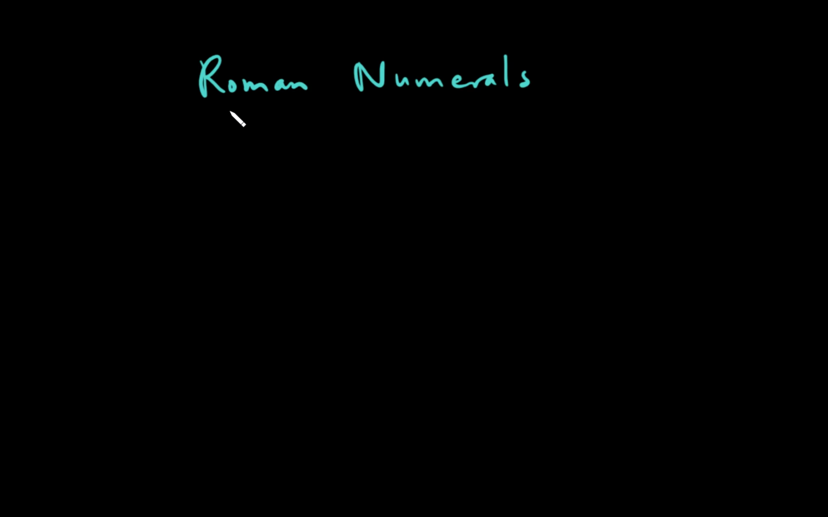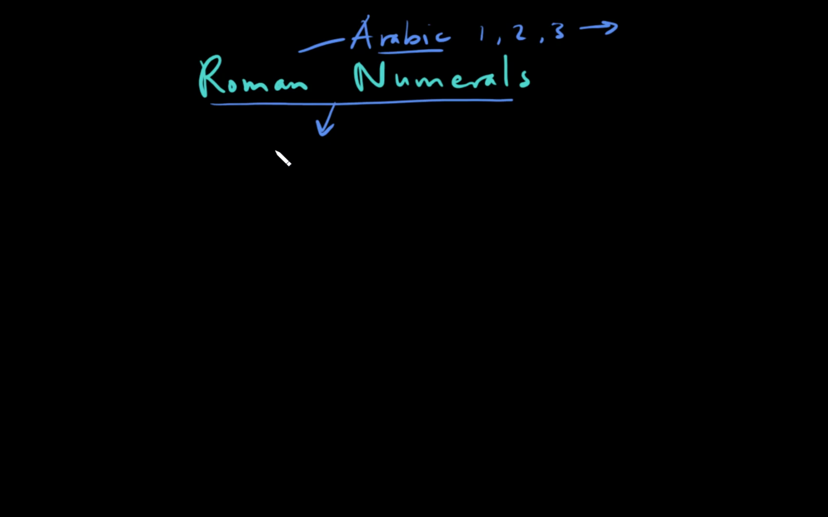Let's see if we can quickly explain what Roman numerals are and how they function. So Roman numerals are different from Arabic numbers, and Arabic numbers are the ones we use all the time. So these would be 1, 2, 3, and so on all the way to infinity. Roman numerals are represented with letters.